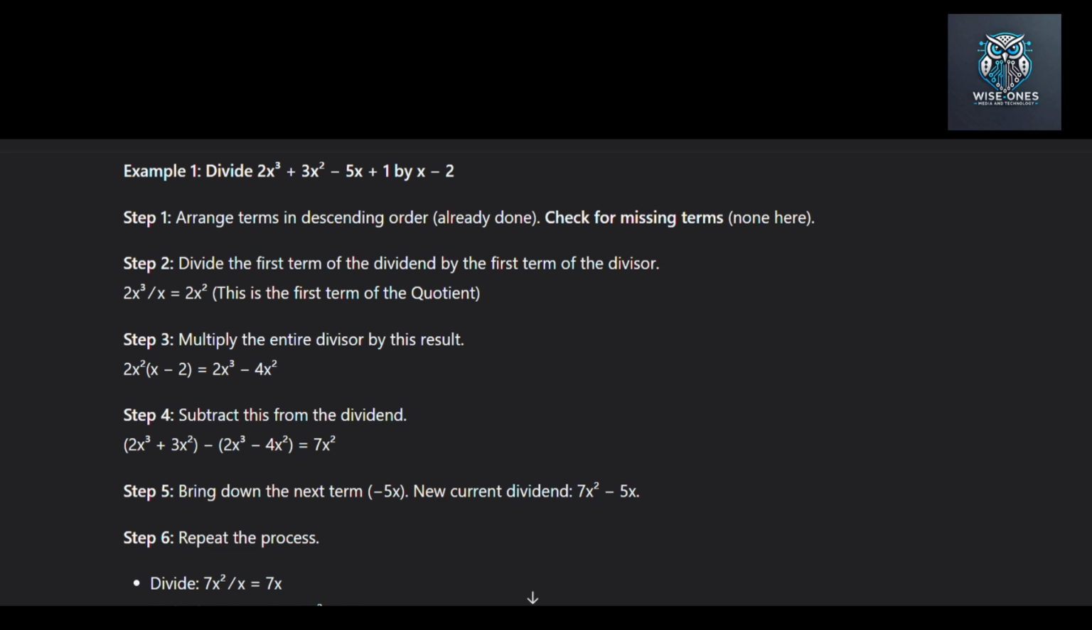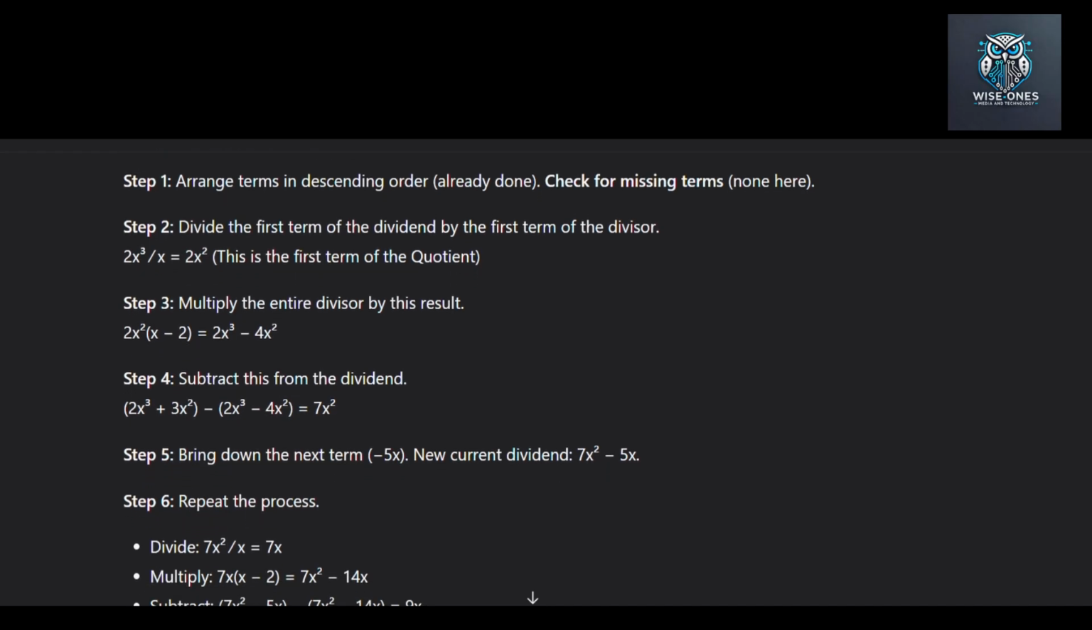Step 5. Bring down the next term. The next term is negative 5x. So our new current dividend is 7x squared minus 5x. Step 6. Repeat the process. Divide the first term of the new dividend by the first term of the divisor. 7x squared divided by x is 7x. This is the next term of the quotient.